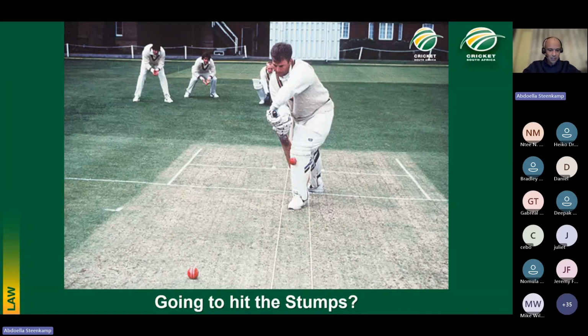Similarly with this one, where did it pitch? Outside off, we're happy with where it pitched. Where was the impact? Between wicket and wicket. So we're happy with the impact. Would this have gone on to hit the stumps? I don't think so. Why? Batter plays forward, ball probably needs to travel another 1.5 meters. This angle, I think, is taking it past leg stump.